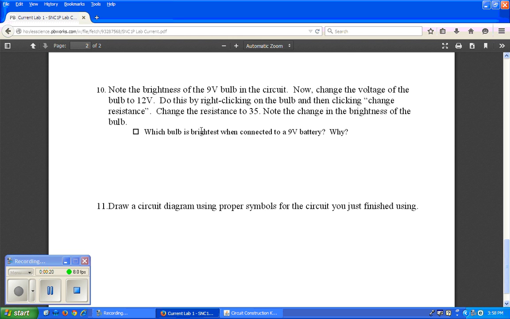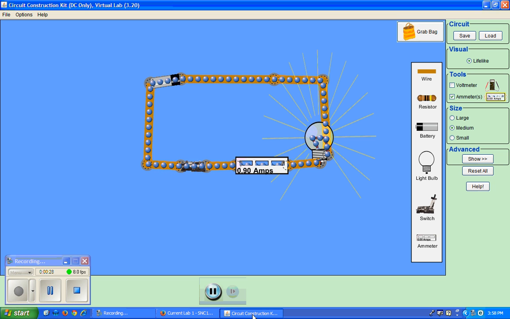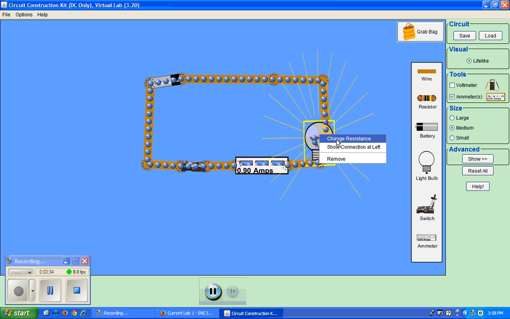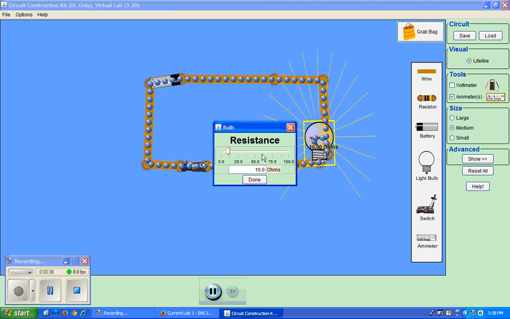So what we have to do is change the voltage of the bulb from 9 volts to 12 volts by changing the resistance in the light bulb. So let me show you how to do that. What you want to do is right-click on the bulb and then click change resistance. All right, so we want to change that to 35, so we just double click there. So 10 ohms is highlighted. Now you want to type in on your computer 35 and then click done.